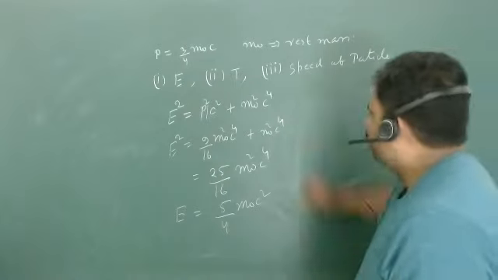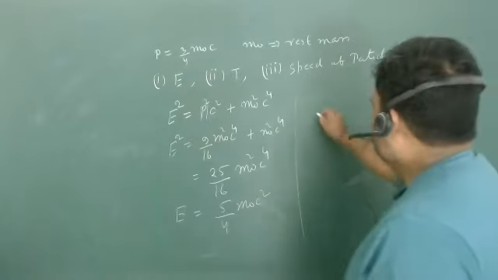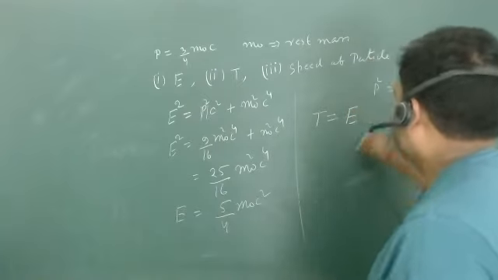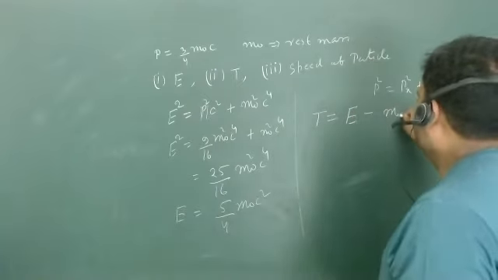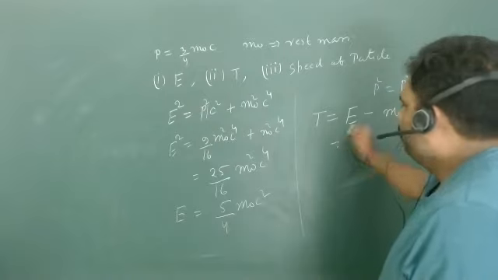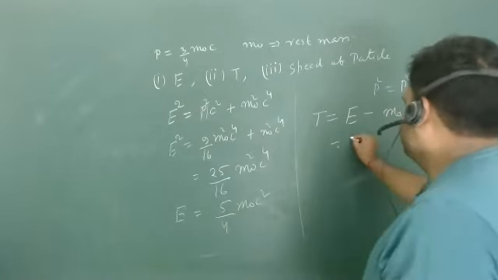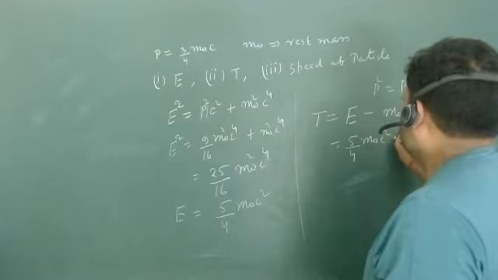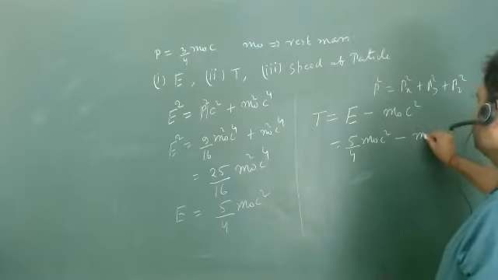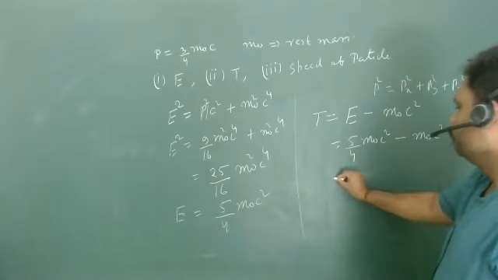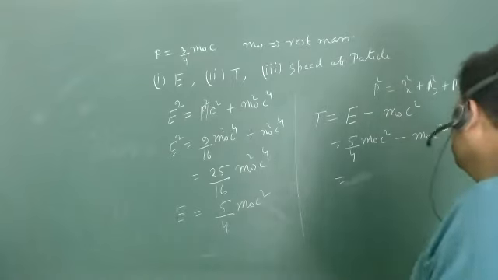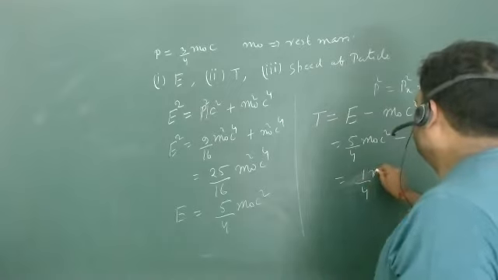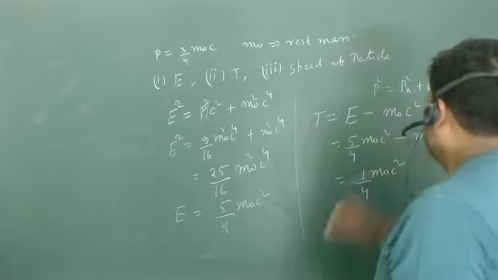We have to calculate what is my kinetic energy. So what is your kinetic energy? You have to use this information: E minus m naught c square, and total energy is nothing but 5 upon 4 m naught c square minus m naught c square. What is the value? 1/4. So that is 1 upon 4 m naught c square.